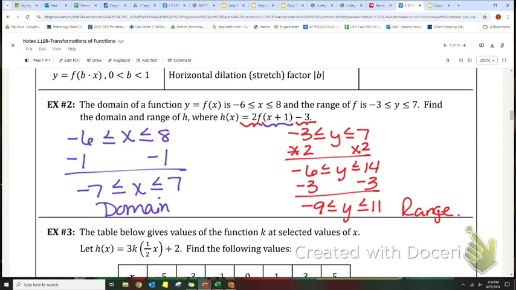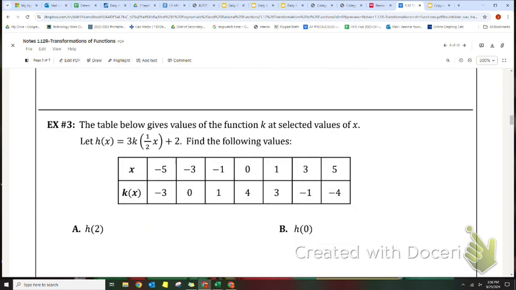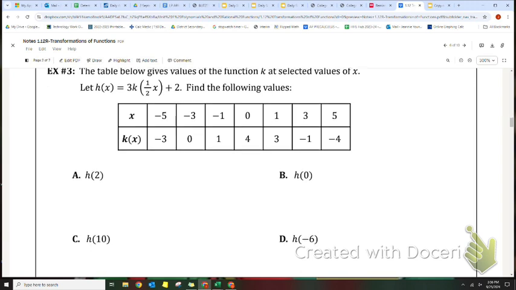All right, then example 3 says let the table below give values of the function k at selected values of x. Let h of x equals 3k of 1/2 x plus 2. Find the following values. All right, so let's look at that. So we got h of 2. So this is our x.